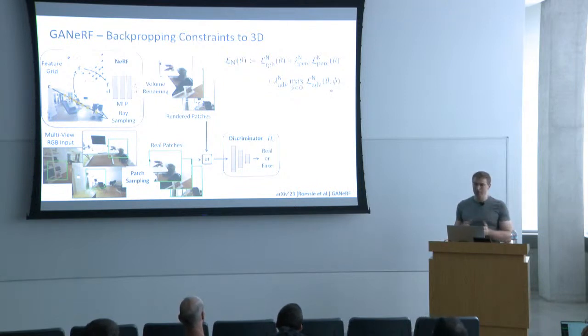That's the only thing we're optimizing. Well, okay, we have the discriminator we're optimizing too. The discriminator is also per scene based. But then you backpropagate all these constraints.